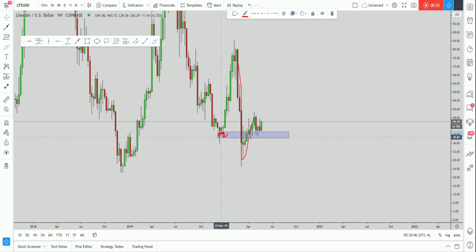So this support here that turned resistance at this area became support again when the market broke it to the upside. So we have a strong weekly support at this area, and in fact, the market is already respecting it, as we have already outlined in our previous analysis. Going back, before going on the daily time frame, I want to also show you one thing.